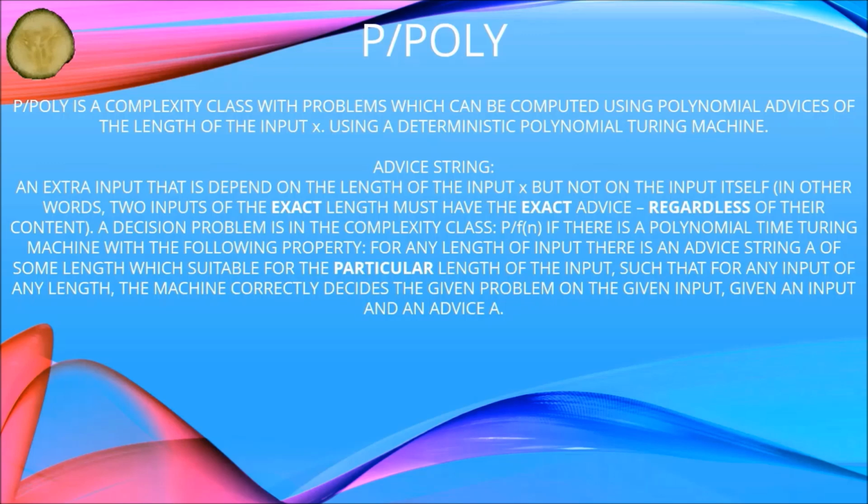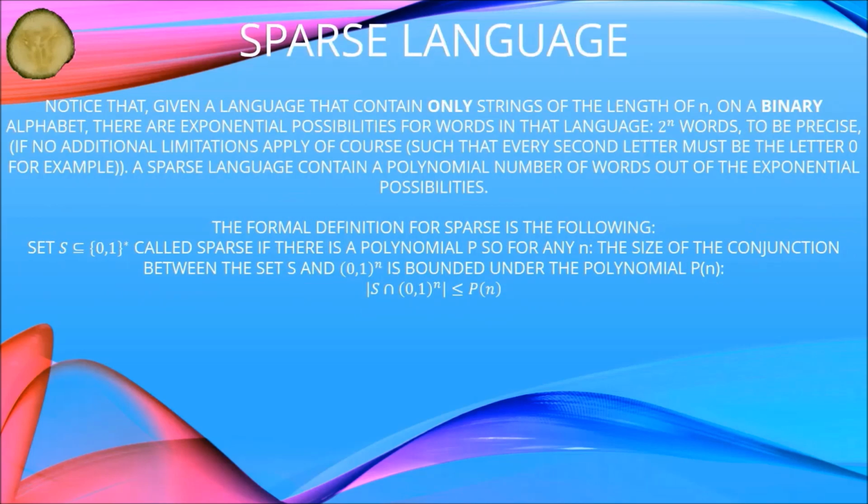A decision problem is in the complexity class P/poly if there is a polynomial time Turing machine with the following property. For any length of input n, there is an advice string a of some length which is suitable for the particular length of the input, such that for any input of that length, the machine correctly decides the given problem on the given input, given an input and an advice a.